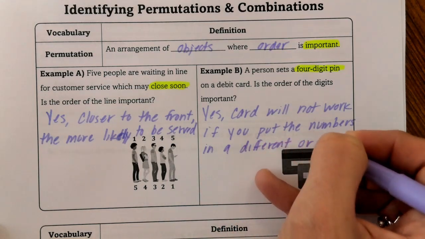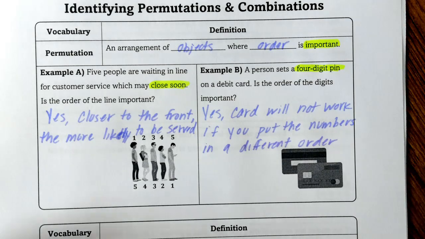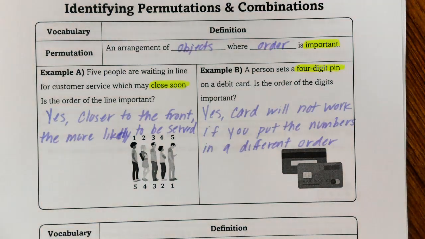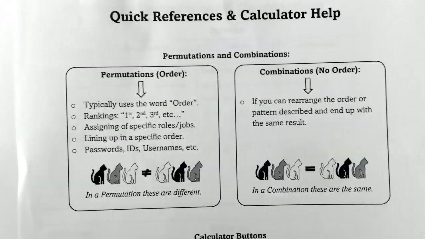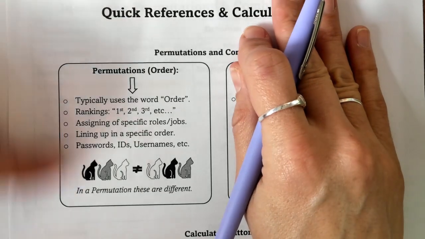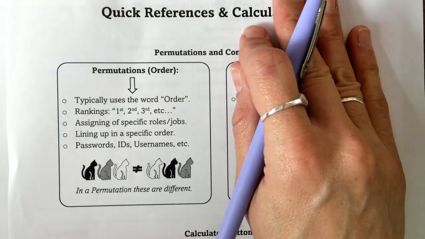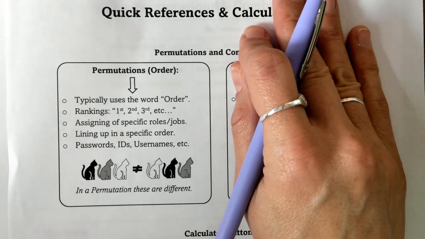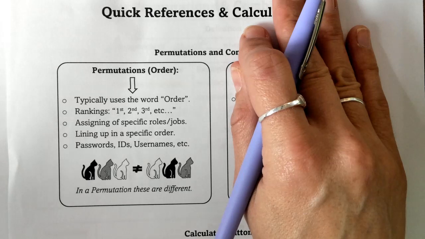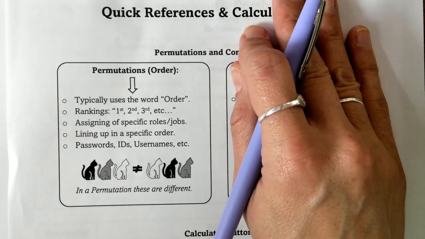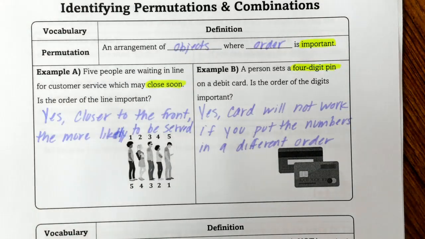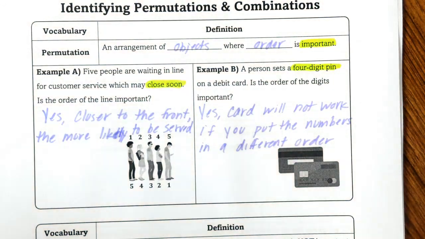I know it's a lot to write, but go ahead and pause it and get that finished writing down. So when we take a look at our notes, we had a quick reference. We have this area right here about permutation. This is not everything, but these are some things to look for in the problems. In an order, rankings like first, second, third place, etc. Specific roles or jobs. If you're lining up in a specific order, like that first one about when customer service is going to close soon. And the big thing, passwords, IDs, usernames. Okay, that second example we talked about where we have a 4-digit PIN number.